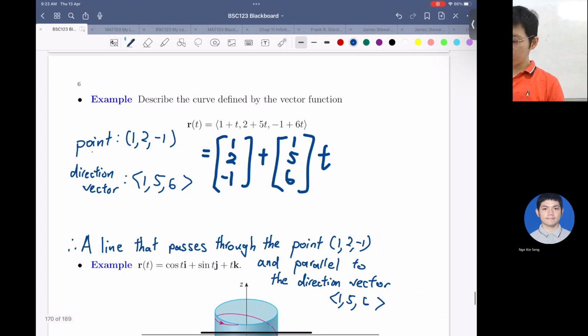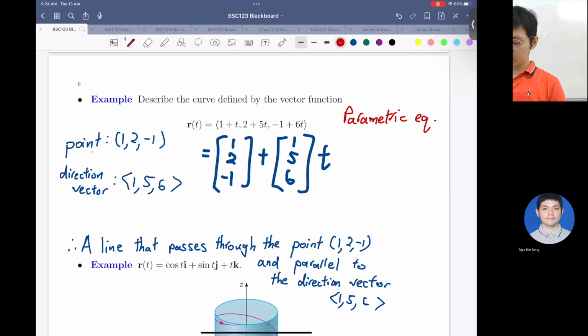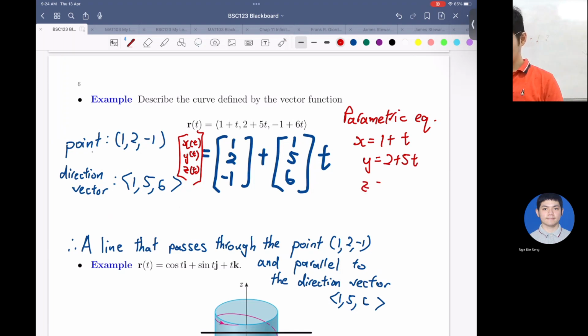Another way to write it is the parametric equation. You should know both ways, you should recognize both ways. If I want to write it as a parametric equation, think of the solution to the homogeneous equation. We put x(t), y(t), and z(t): x equals 1 plus t, y equals 2 plus 5t, z equals -1 plus 6t. Parametric equation means I can study coordinate by coordinate. I get three equations for my coordinates.